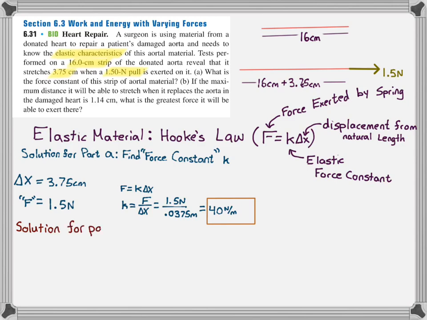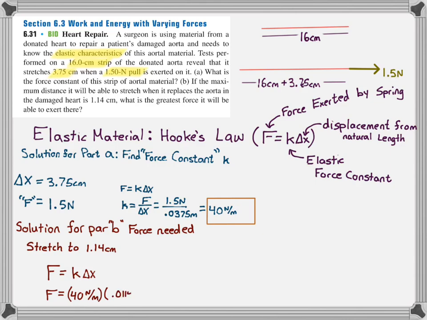For part B, they want to know what force is needed to stretch it to 1.14 centimeters, which is probably what's going to be happening when the surgery occurs and it's inserted. So we use the same equation, F equals K delta x. Since we already figured out the K in part A, and the K is dependent on the material, and we're still talking about the same material, we can use our K and just multiply by the displacement that's going to occur, making sure that it's in meters. And then we find out that the answer is 0.456 newtons.